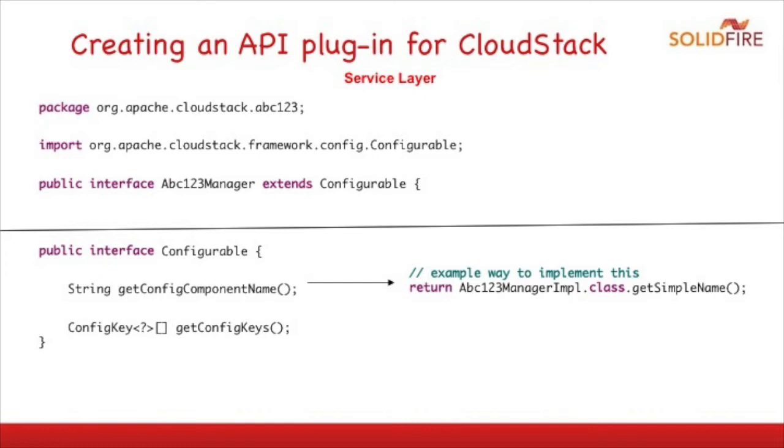And like I mentioned a second ago, I had that extend the configurable interface because that is actually going to be useful for me. The configurable interface, just to make it simple to see what that looks like, doesn't actually have a lot of requirements. There's just two methods. One is getConfig component name. Now this is really only useful if you have multiple API plugins running in your CloudStack environment, and maybe I have a name clash with somebody else's plugin.